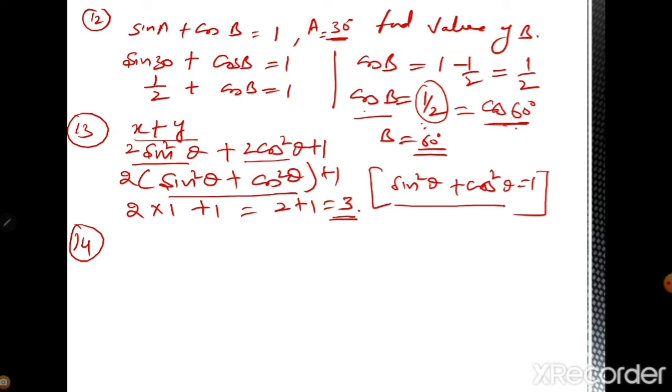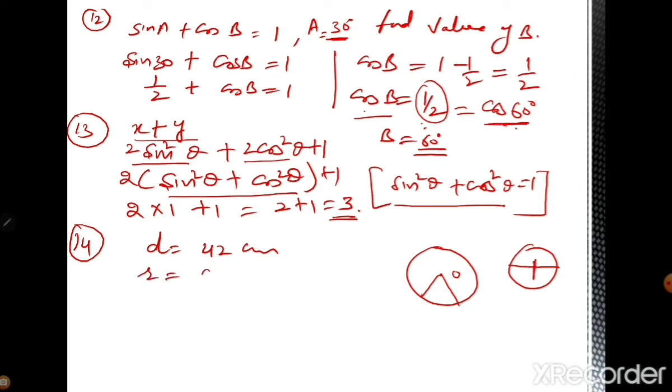Question number 14 is what? In a circle of diameter 42 cm, if an arc subtends an angle of 60 degree at the center. First of all, we'll make one circle in which O is the center. Here the diameter is given, that is 42 cm. See this, children, this is a circle and this is a diameter. What is the radius? Radius is half of the diameter.